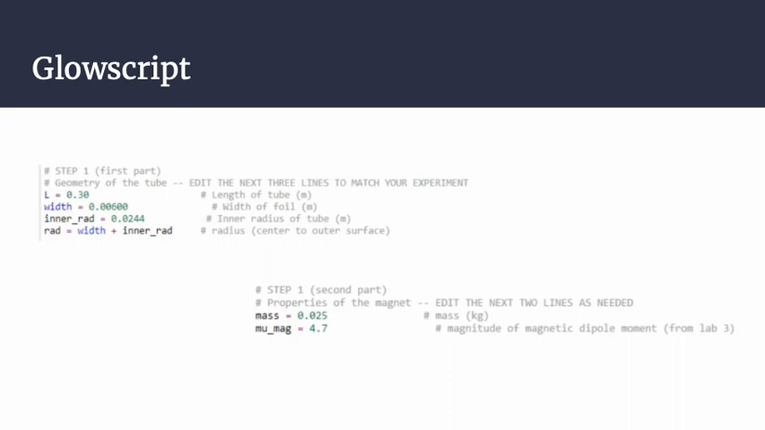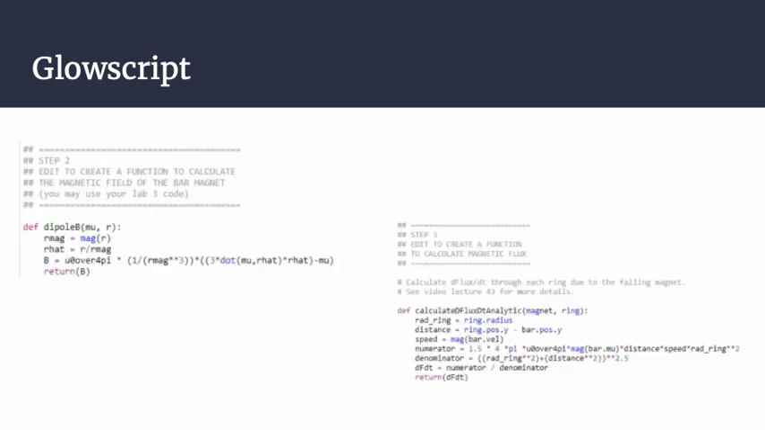Starting with the GlowScript, for step 1, part 1, the data that was collected was filled into variables. For step 1, part 2, we had to find mu of the magnet and calculate it. I had to calculate it again because the results in lab 3 turned out to be incorrect.